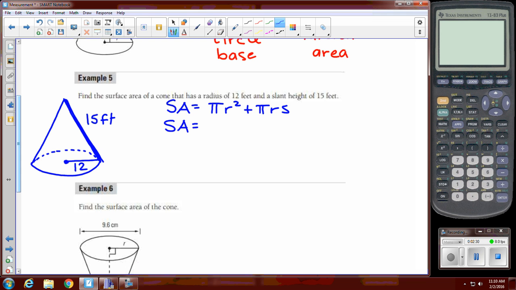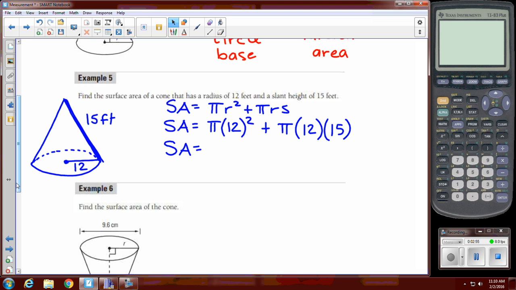Surface area, we have pi times the radius, which is 12, squared, remember that means 12 times 12, plus pi times the radius, 12, times the slant height, which is 15. And I'd probably do these two things separately and then add them up in the end. So we will look on our calculator to see what this looks like. We want to do the first part first.